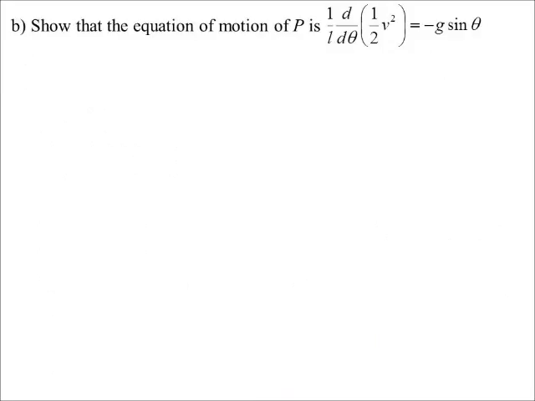We're now going to show the equation of motion of P is this beautiful expression, 1 on L, d/d theta of half v squared is equal to minus g sine theta. By changing all these letters, it throws people out of their comfort zone. And they think, oh, I've never seen anything like this. But you have, because there's good old Bob.